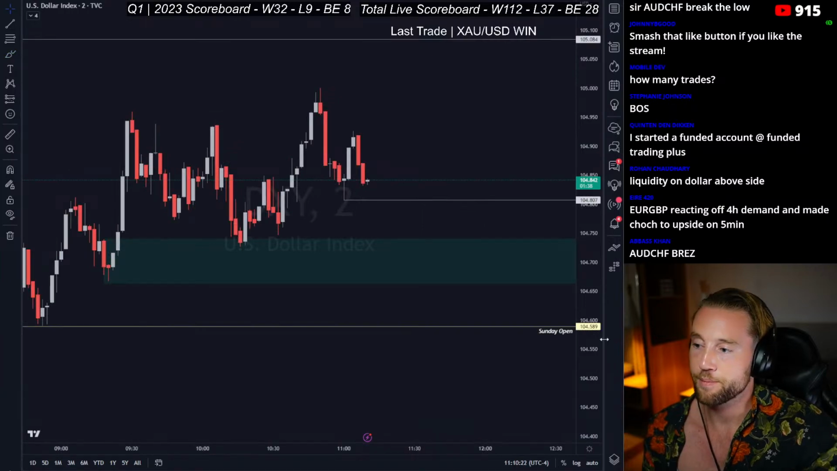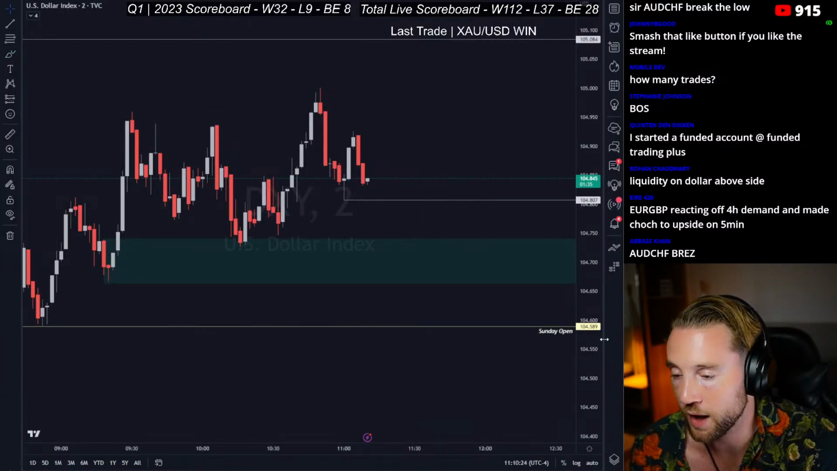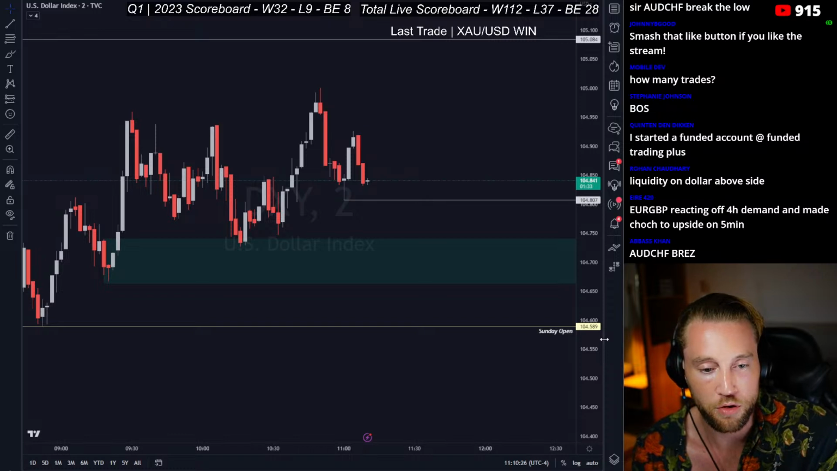Dollar needs to break a low. If it doesn't, you will get your answer here. We need to break a low first.